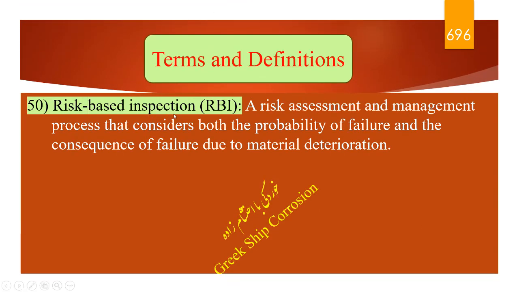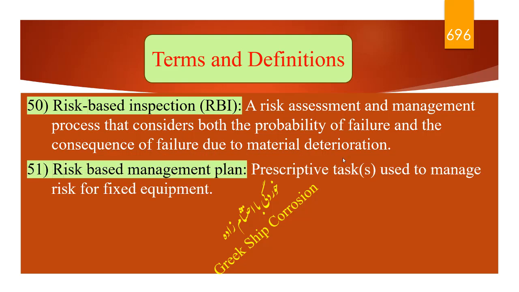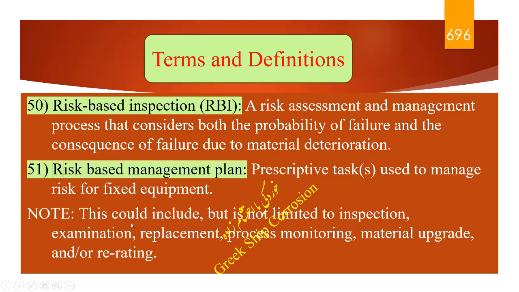50. Risk-based inspection, or RBI. A risk assessment and management process that considers both the probability of failure and the consequence of failure due to material deterioration. 51. Risk-based management plan. Prescriptive tasks used to manage risk for fixed equipment. Note: this could include, but is not limited to, inspection, examination, replacement, process monitoring, material upgrade, and/or re-rating.